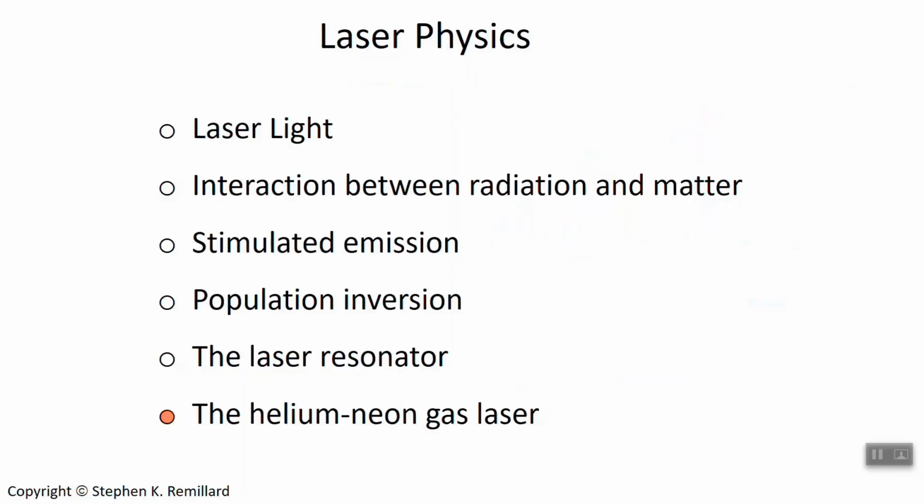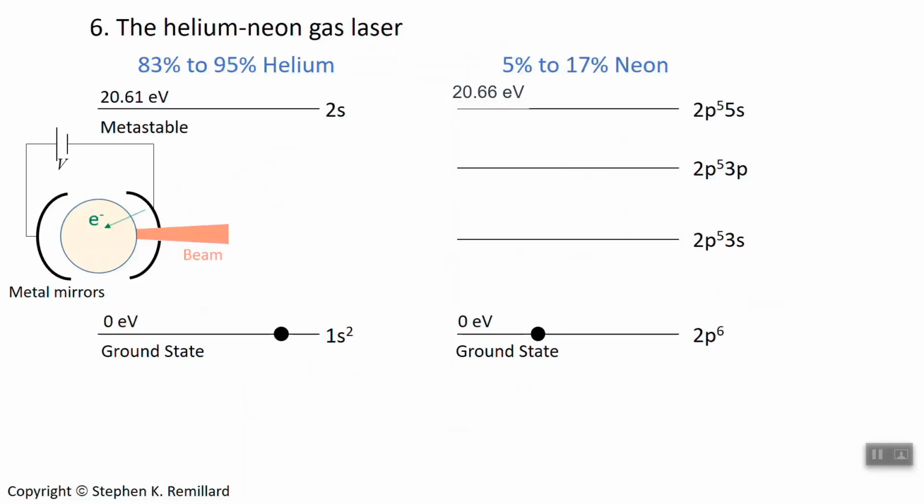Let's look specifically at the helium-neon gas laser. So there are 2 atoms present. Most of them are helium, and then somewhere around 10% of the atoms present are neon. Helium's first excited state, that is, an electron is moved into the 2s subshell, is 20.6 electron volts above the ground state. The way you get an electron up into the excited state is by collision with an electron beam.